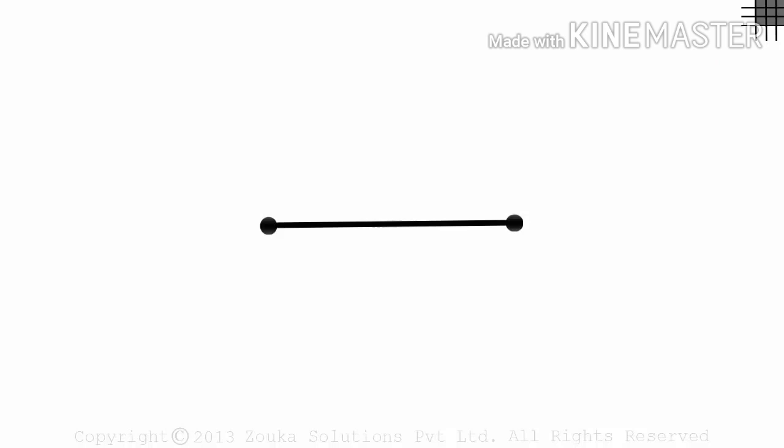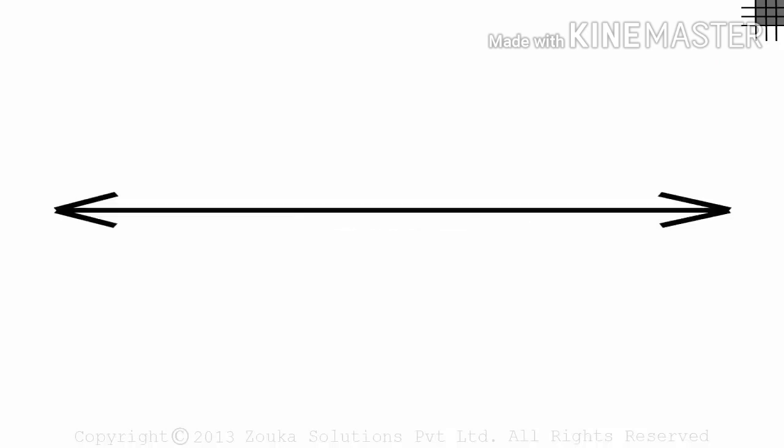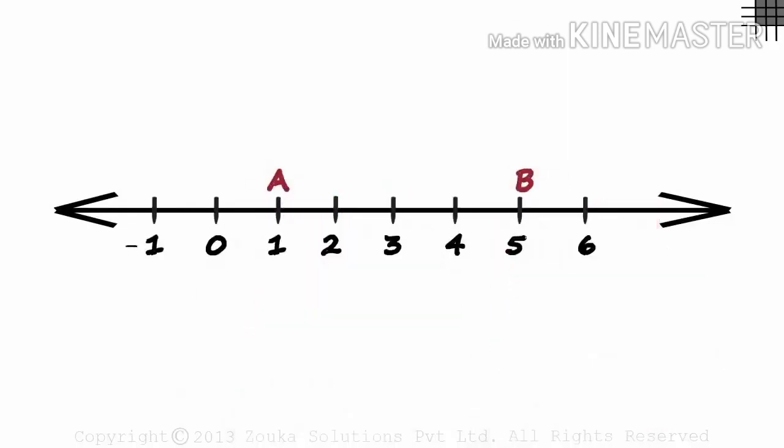Distance between 2 points. Let this be our number line, where we have numbers from -1 to 6. And these are 2 points on the number line. What is the distance between point A and B? One way in which we can figure out the distance is by counting the number of units in between A and B. There are 4 units: 1, 2, 3, and 4. It means that the distance between A and B is 4 units.